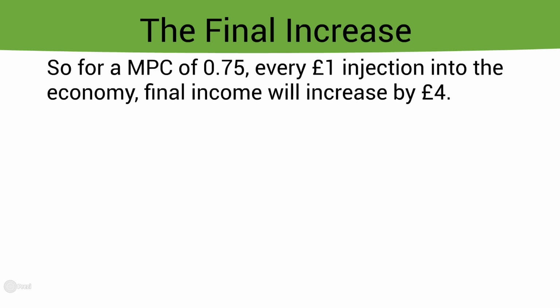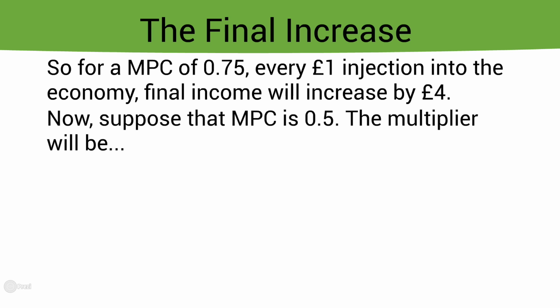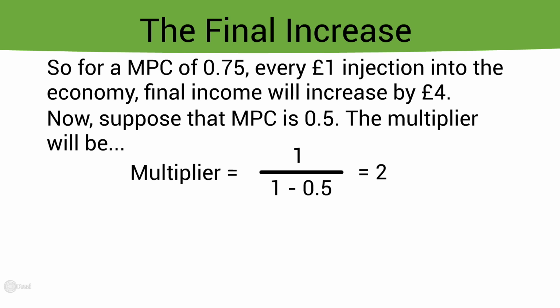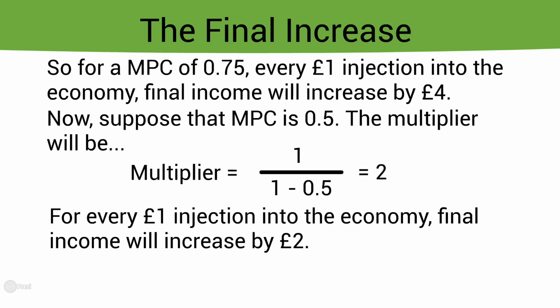So now let's work out the multiplier for another value of MPC. Suppose now that marginal propensity to consume is 0.5. The multiplier will be 1 divided by 1 minus 0.5, which is 1 divided by 0.5, which gives us a multiplier value of 2. This means that the final increase in income will be twice the amount of the initial injection. So for every £1 injected into the economy, final income will increase by £2.